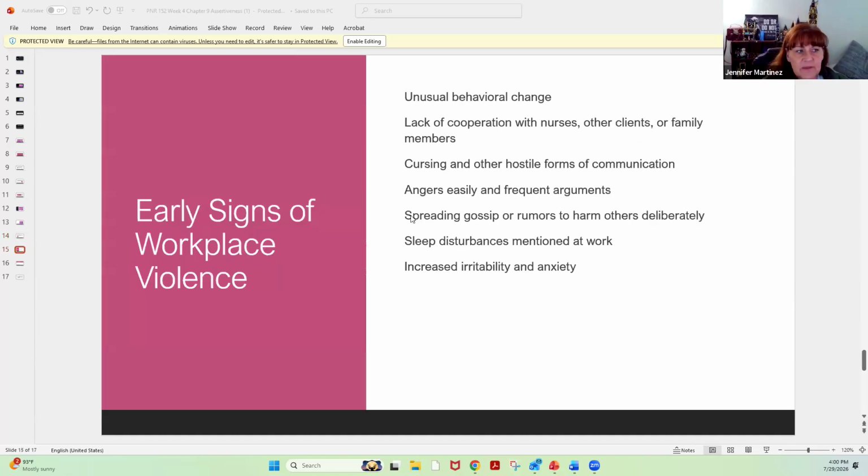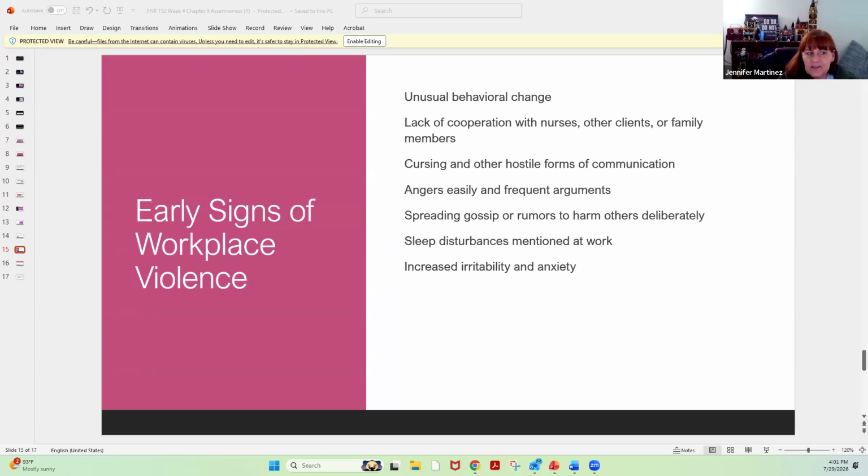Some of the things that we may start to see in those behaviors, okay? Unusual behavior changes. So maybe they were okay. Now they've got some changes that we're like, what's going on? They start to not be cooperative, start to curse or other hostile communication. They anger easily. We may see these in some of our coworkers too. All right. So remember, I always say this, workplace violence doesn't always come from our clients. It can come from our coworkers as well.